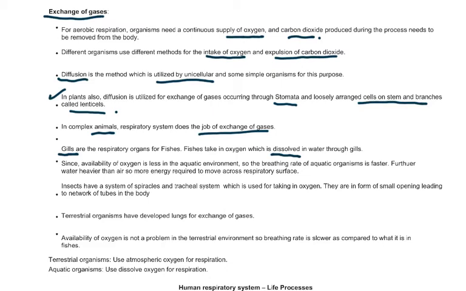So in aquatic organisms, especially fishes, the rate of breathing is higher. A very common question is asked: why is the breathing rate higher in aquatic organisms? The reason is that the amount of oxygen dissolved in water is much less compared to that of air. In air it is 21%, whereas in water it is only 14%. Secondly, water being heavier requires more energy to move across the respiratory surface. So more energy is required, they require more oxygen, and as the amount of oxygen in the water is less, they have to breathe faster.